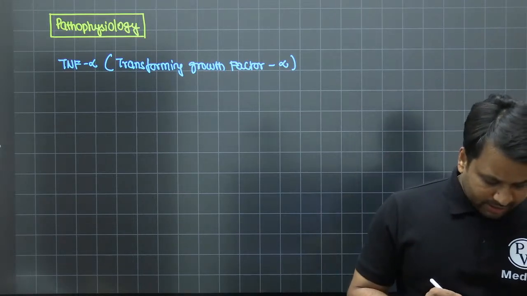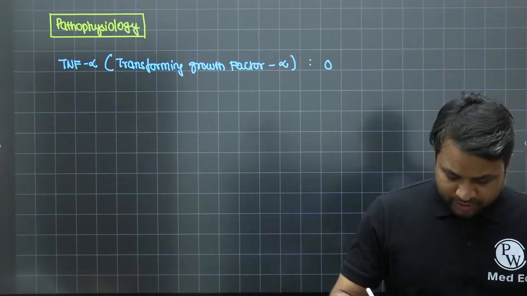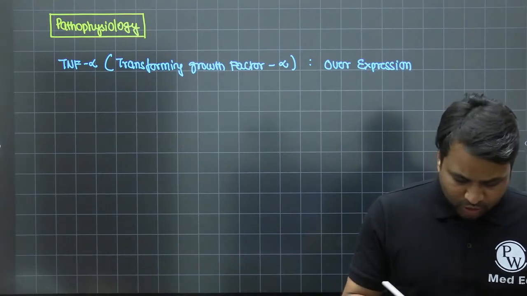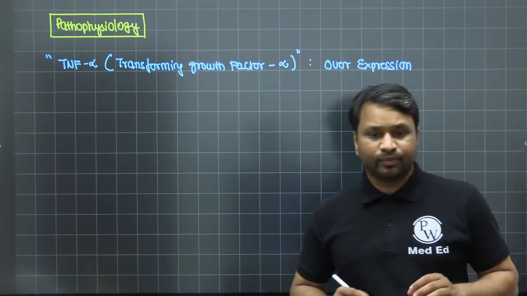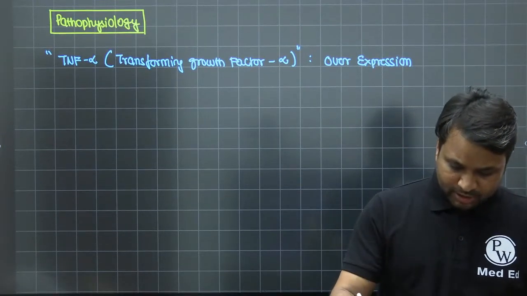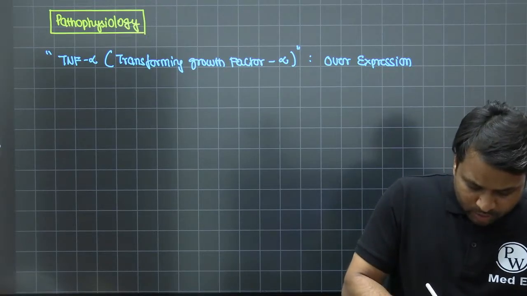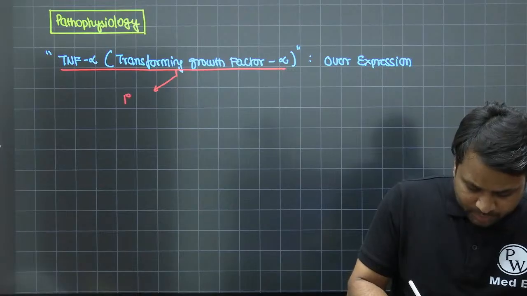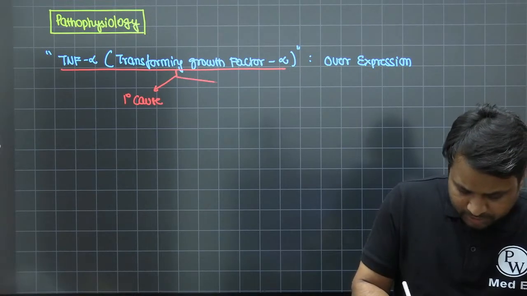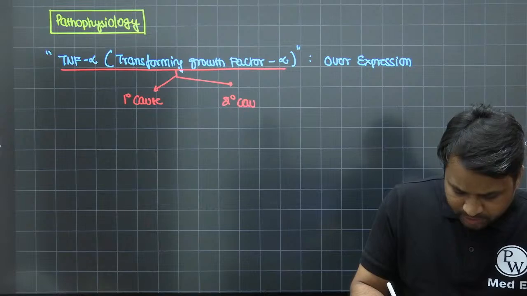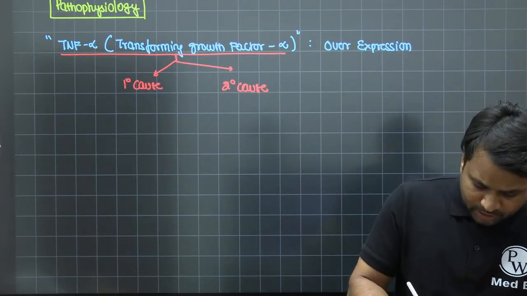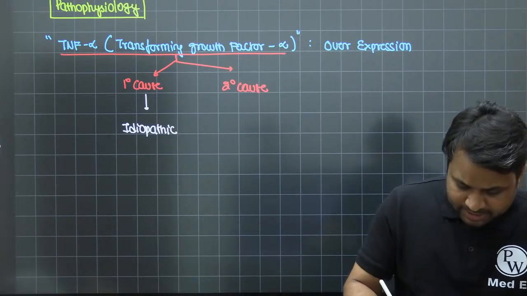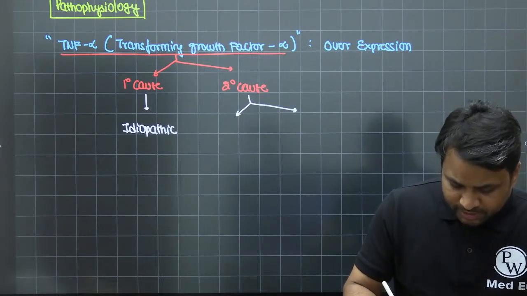Now this TGF alpha is going to have an overexpression. Why is this overexpression going to take place? If you talk about the cause for this overexpression, one is the primary cause, another is the secondary cause. The primary cause, nobody knows it, so we are going to call it idiopathic. The secondary cause varies in children as well as in adults.